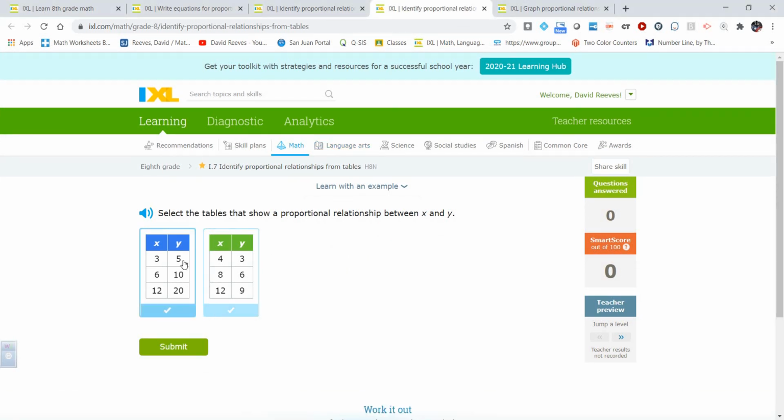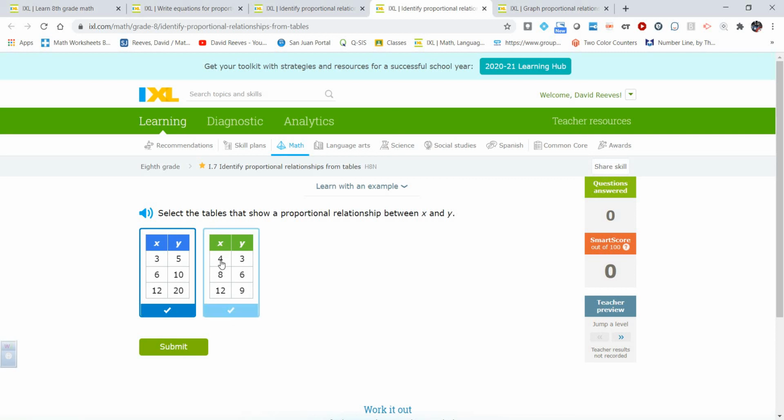So if you take a look at this first one, what do I have? I have 5 over 3. 10 over 6, what's going to happen to 10 over 6? It's going to simplify to 5 over 3. What about 20 over 12? If you divide 20 by 2, you get 10. If you divide 12 by 2, you get 6, and you have 10 over 6. Divide those by 2, you get 5 over 3. So that one is a yes.